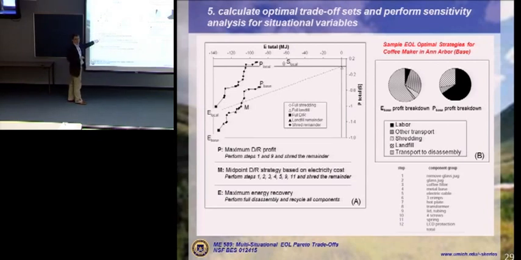There's a midpoint strategy M that we define, and that is just taking the price of electricity and showing how much electricity costs. So this M is a reference. If you're below this, it means you're spending more than your grid to get a certain amount of electricity. If you're above it, it means you're spending less. So it's a reference line.